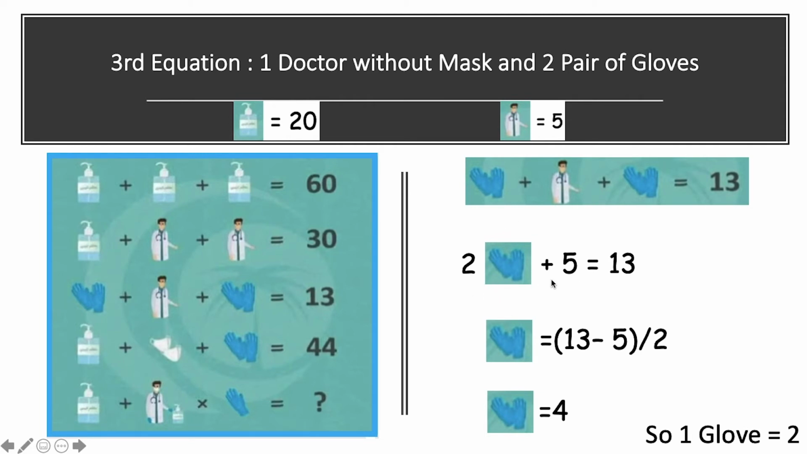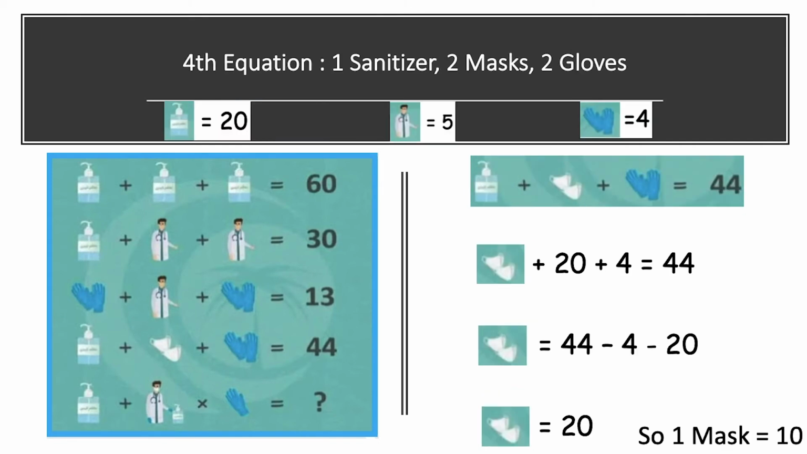So 2 into gloves plus 5 is equal to 13. So gloves will be equal to 13 minus 5 by 2, that is 8 by 2, equal to 4. So pair of gloves will be equal to 4. So friends, pair of gloves is equal to 4. So one glove will be equal to 2. Now jumping on to our fourth equation.